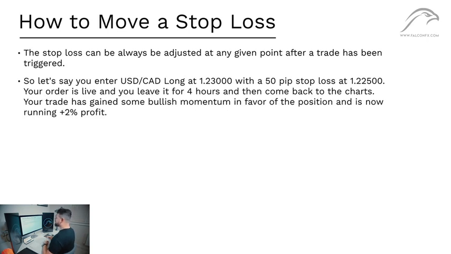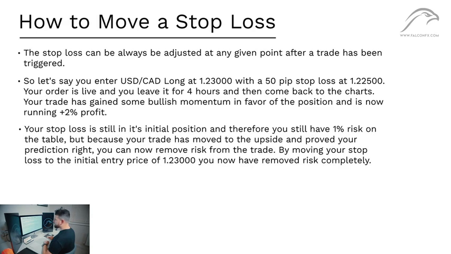So let's say you enter USD CAD long at 1.23000 with a 50 pip stop loss at 1.22500. Your order is live. You leave it for 4 hours, you come back to the charts, your trade has gained some bullish momentum in favor of the position, and you're now running plus 2% profit. Your stop loss is still in the initial position, and therefore you still have 1% risk on the table.